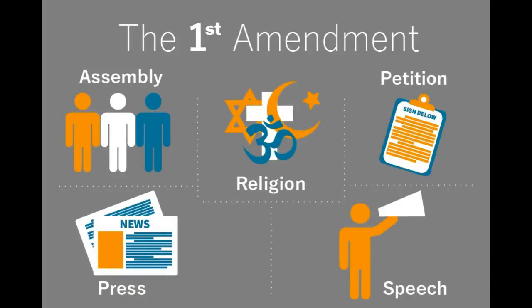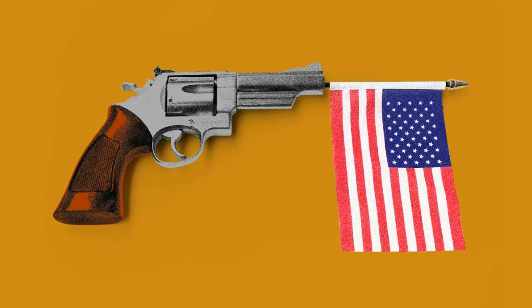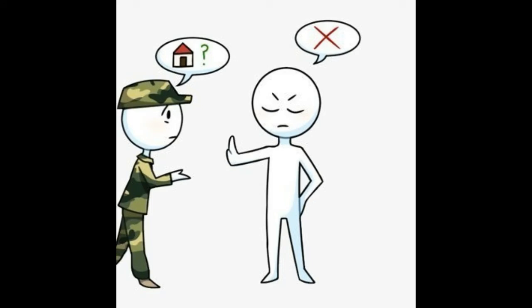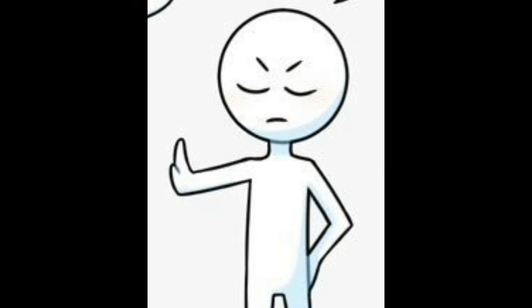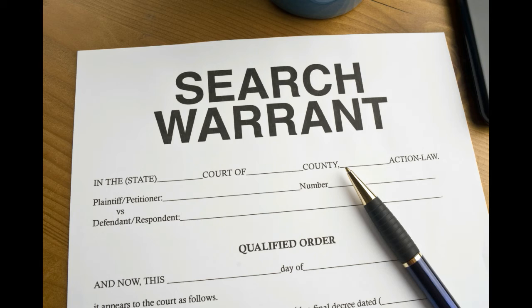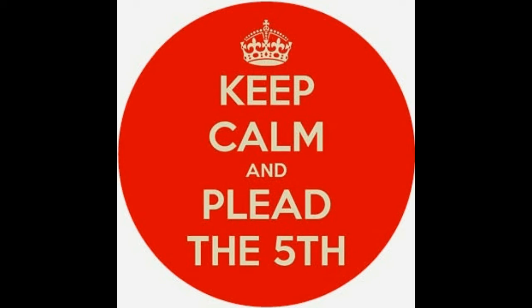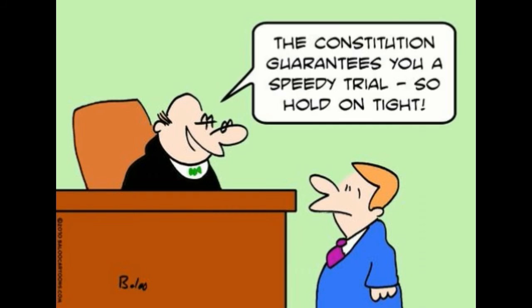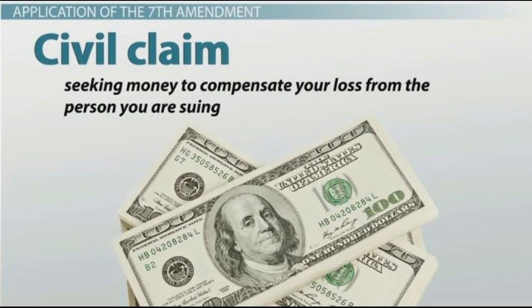The first is the right to religion, speech, press, assembly, and petition. Second, the ability to bear arms. Third, the right to refuse soldiers into your house. Fourth, protection against unreasonable search and seizure. Fifth, grand jury and the right to dodge double jeopardy, with protection against self-incrimination and due process included. Sixth, rights of the accused in a criminal prosecution: the right to a jury trial, to confront opposing witnesses, and to counsel. Seventh is jury trial.